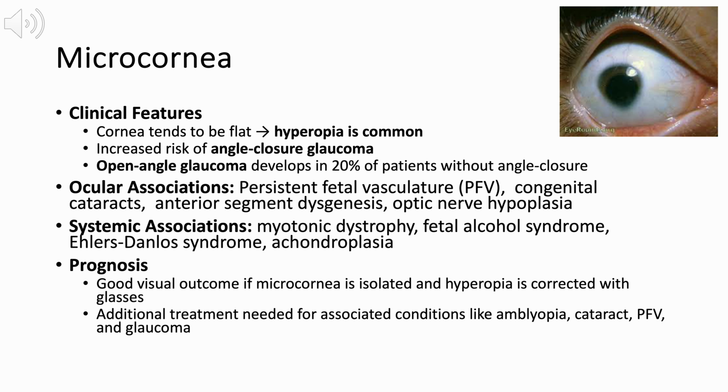Systemically, microcornea may occur in conjunction with syndromes such as myotonic dystrophy, fetal alcohol syndrome, Ehlers-Danlos syndrome, and achondroplasia, highlighting the importance of a thorough systemic evaluation in patients with this finding. The prognosis for microcornea is generally favorable, particularly when the condition occurs in isolation and associated hyperopia is corrected with glasses. However, additional treatments may be necessary when conditions like amblyopia, cataract, PFV, or glaucoma coexist, requiring a multidisciplinary approach for optimal visual outcomes.